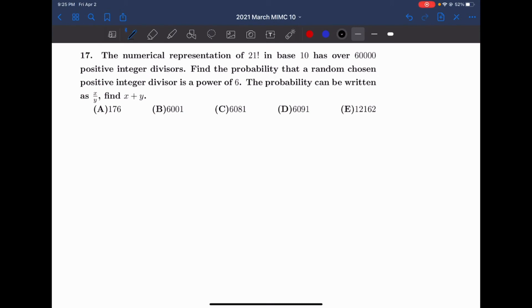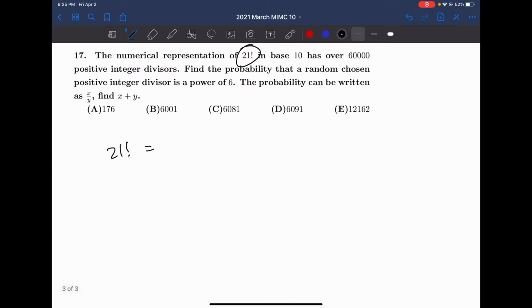In number 17, we actually want to factor 21 factorial first. So 21 factorial, we factor it right here. It has to be 2 times 3 times 5.